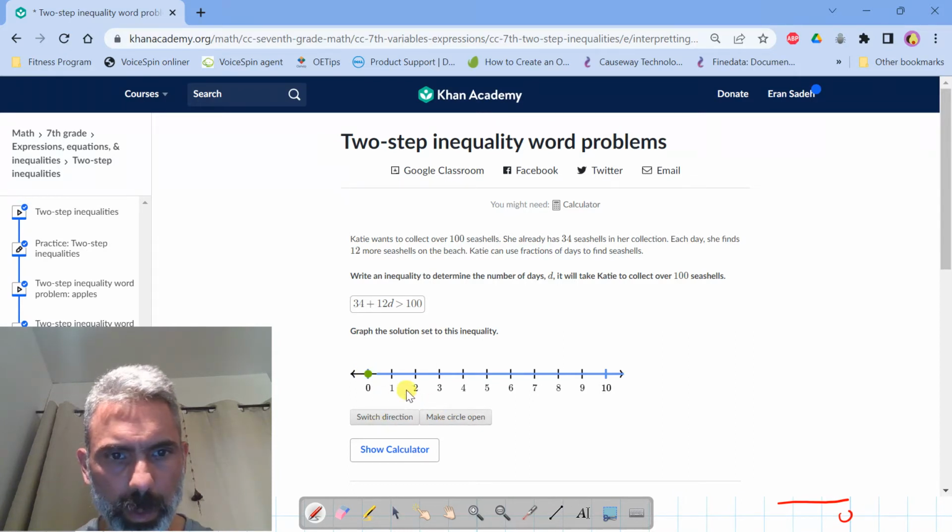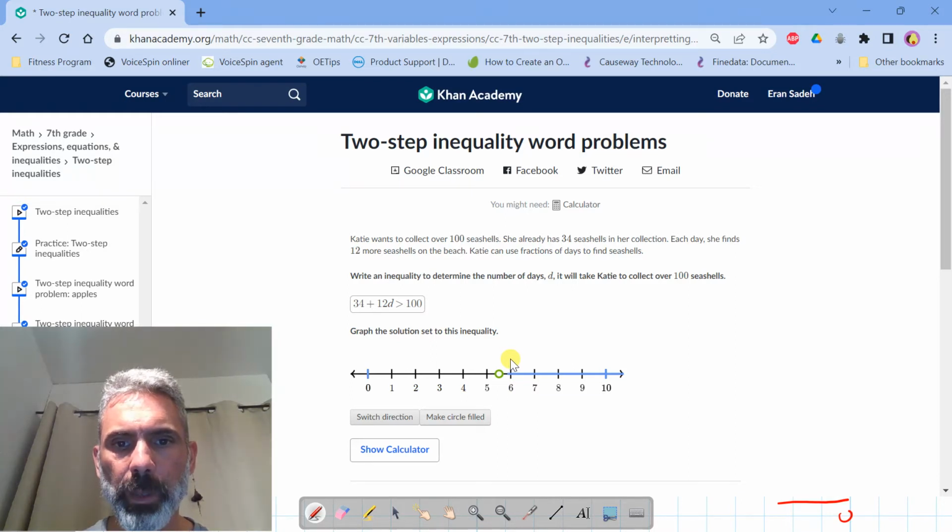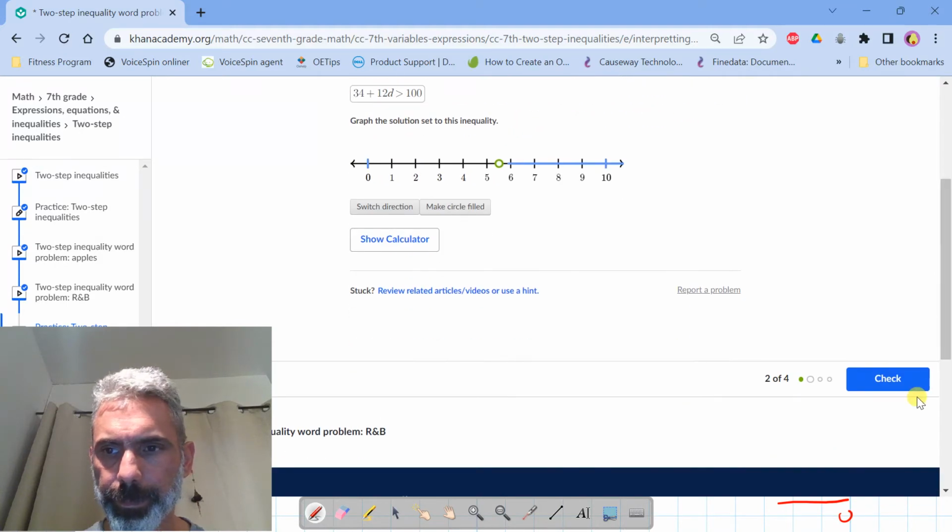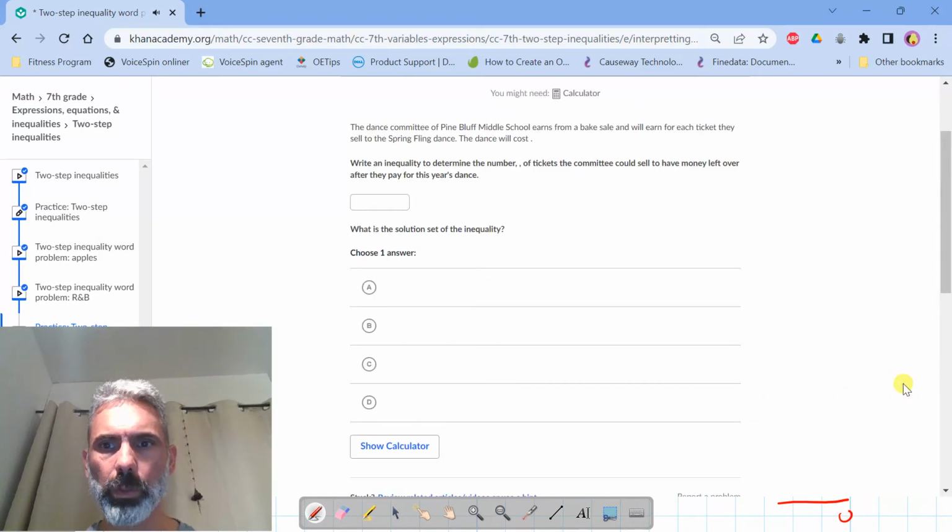So the circle has to be here on 5.5. The solution set is all the numbers that are greater than 5.5, and the circle has to be open because 5.5 is not included in the solution set. Good.